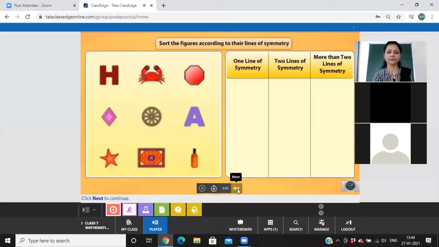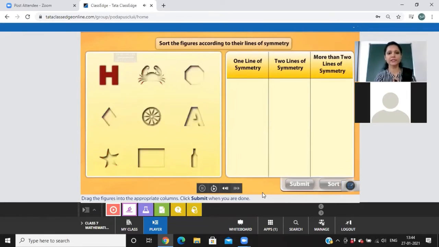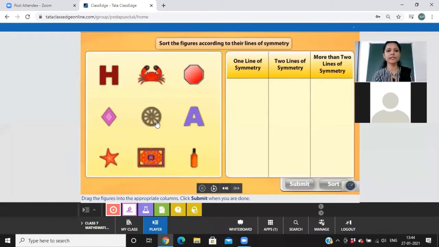Look at these figures. Can you identify which of these have one, two, or more than two lines of symmetry? Drag the figures into the appropriate columns. Click Submit when you're done. So let's play this game. You are given some pictures. The picture having one line of symmetry, we'll drag and put in the first column. The ones having two lines of symmetry go in the second column. And more than two would come in the third column.